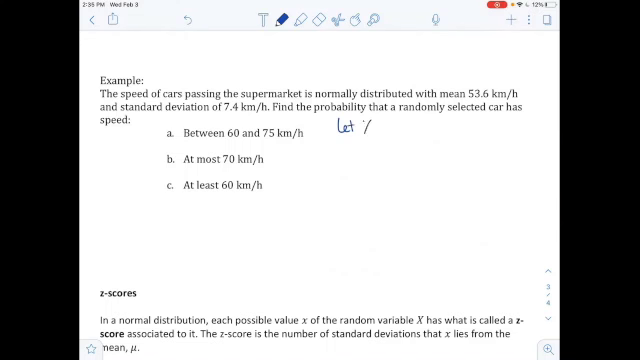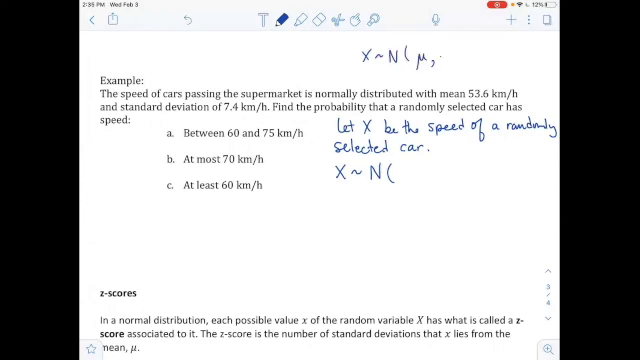So I'm going to let x be the speed of a randomly selected car. And the way we write that x is a normal distribution, similar to binomial, instead of a B, we write an N. And then in general, what we want is the mean and the variance, not the standard deviation.